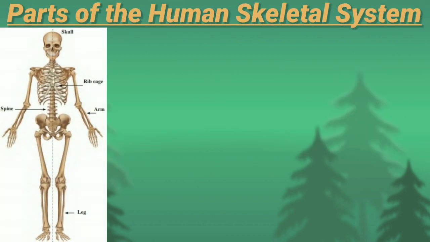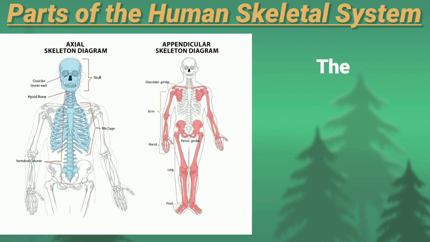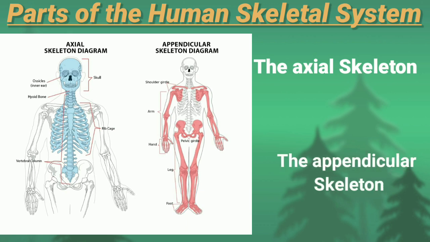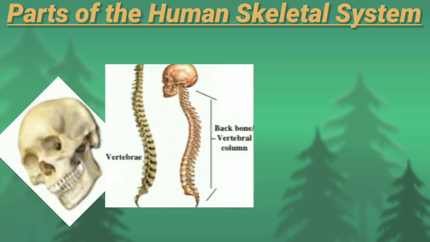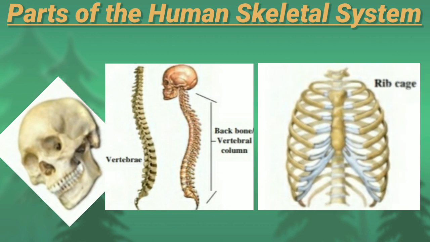Parts of the human skeletal system. The human skeletal system can be divided into 2 parts, the axial skeleton and the appendicular skeleton. The axial skeleton consists of the skull, the spine, and the rib cage. These are situated symmetrically along the central vertical axis of the body.